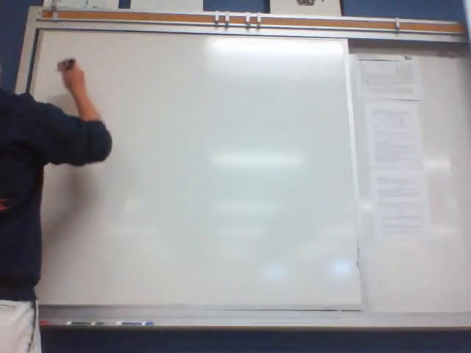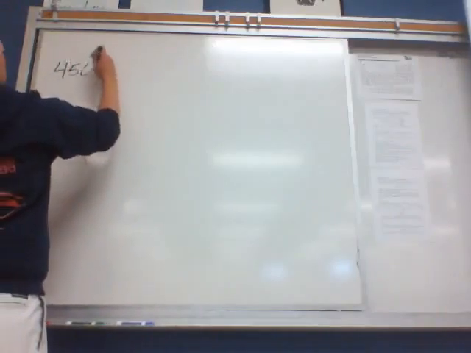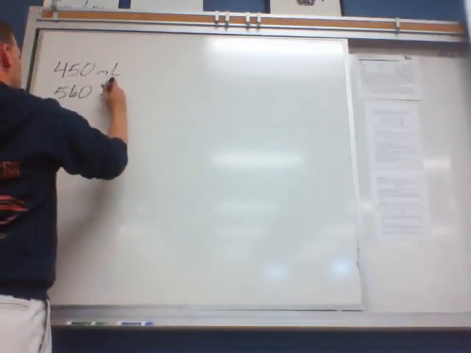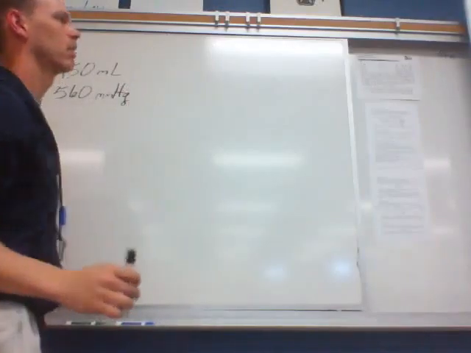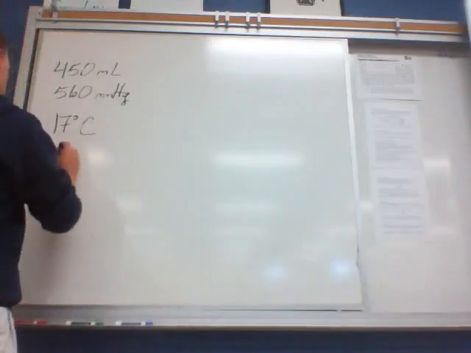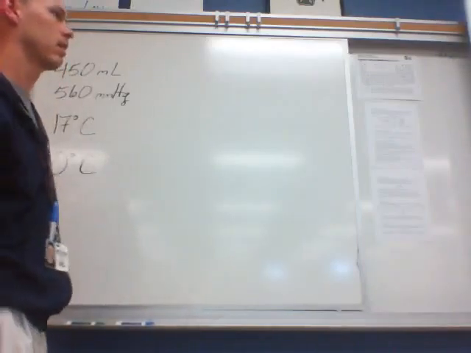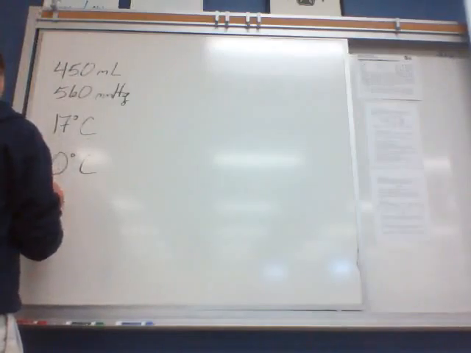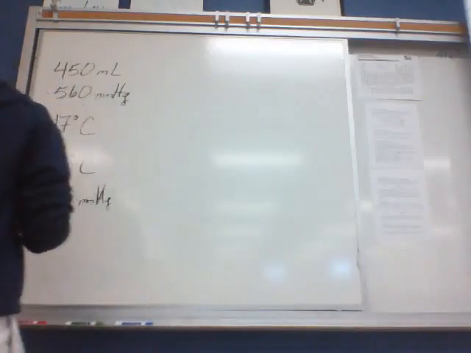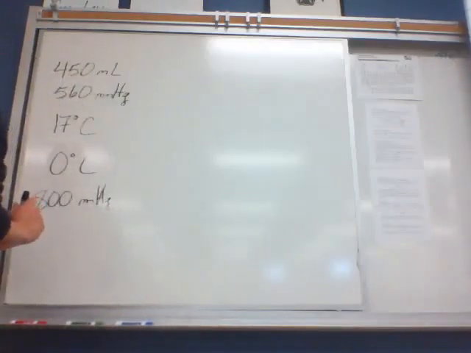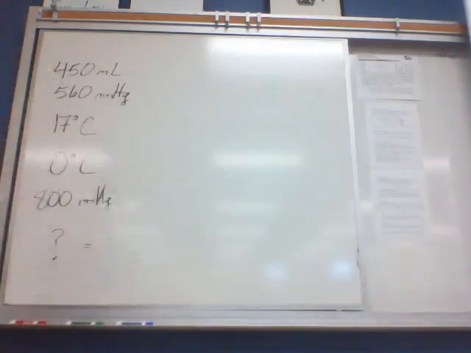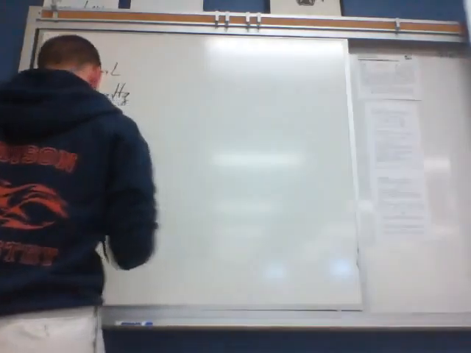Let's extract some numbers. 450 milliliters, 560 millimeters of mercury, 17 degrees Celsius, 0 degrees Celsius, 800 millimeters of mercury, and it says find volume.